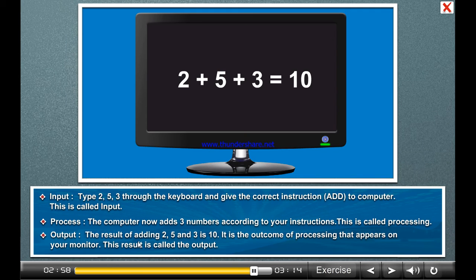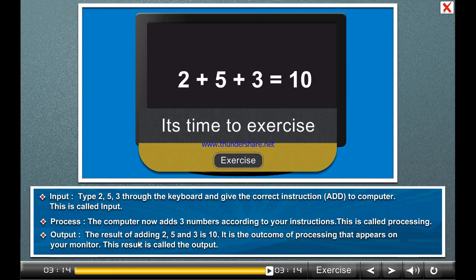Output. The result of adding 2, 5 and 3 is 10. It is the outcome of processing that appears on your monitor. This result is called the output.